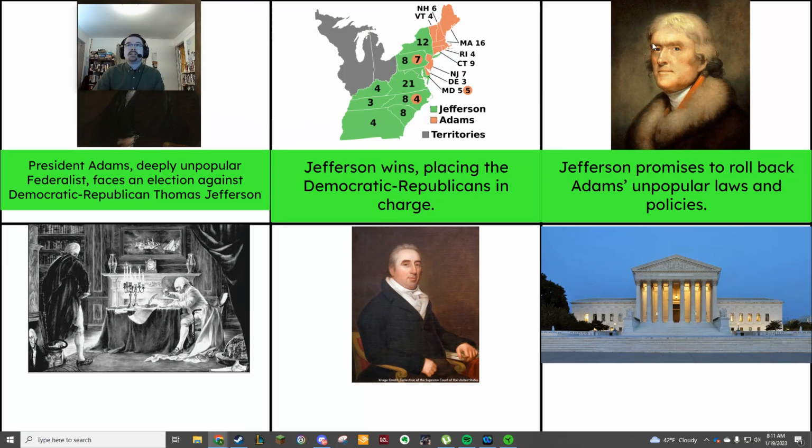Let me move over here. Jefferson says, I am done with John Adams' laws. We're getting rid of them. John Adams still has 8 months as president because the next president isn't sworn in until the next year. So he's got a few months to pass some laws.